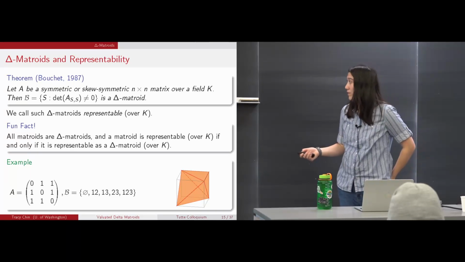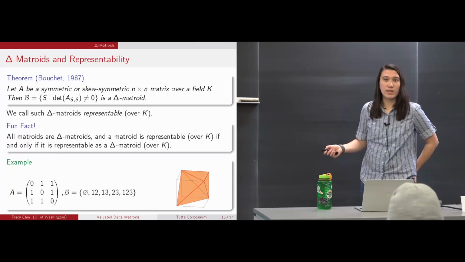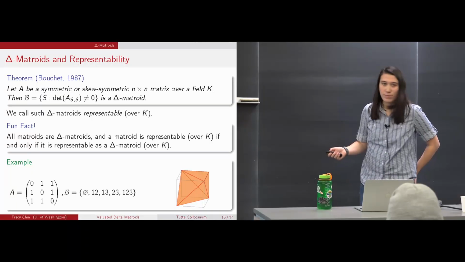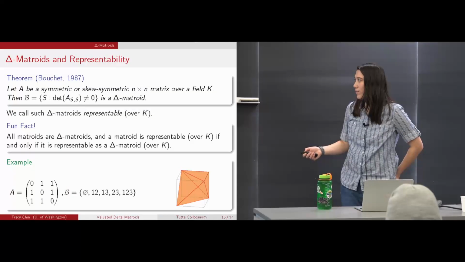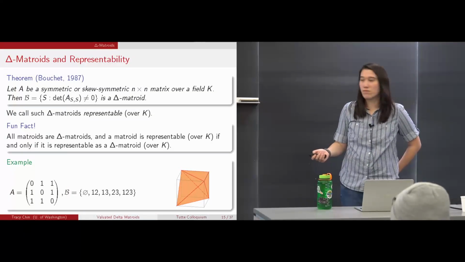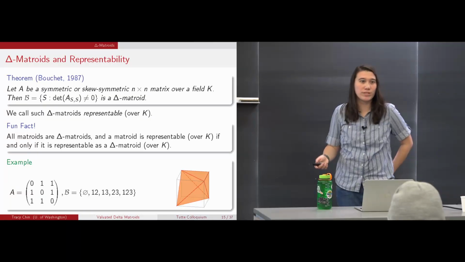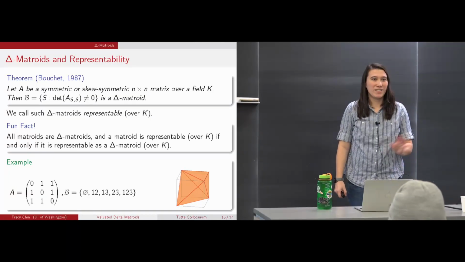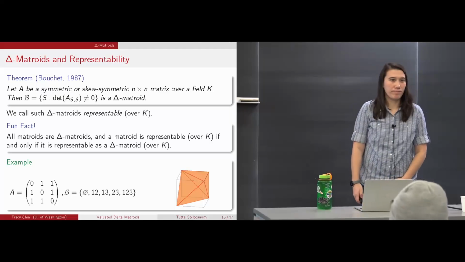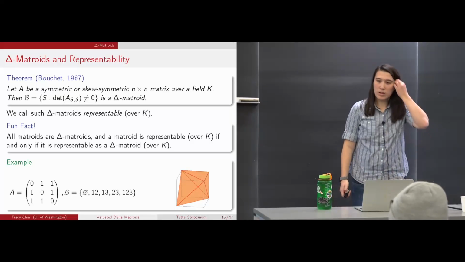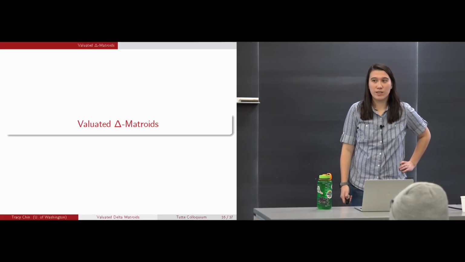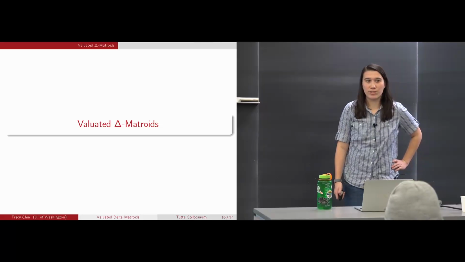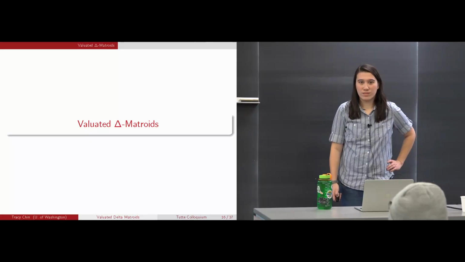And for example, this guy I showed you is a representable delta matroid. So if I take A to be this symmetric matrix that has zeros on the diagonal and ones everywhere else, you can check that all of the minors are non-vanishing except for the 1-by-1 minors. And so I end up with this polytope. So in particular, being representable doesn't mean we have strong exchange or anything like that. So now, with that under our belt, I think we're ready to tackle valuated delta matroids. But first, are there questions on delta matroids? Okay.